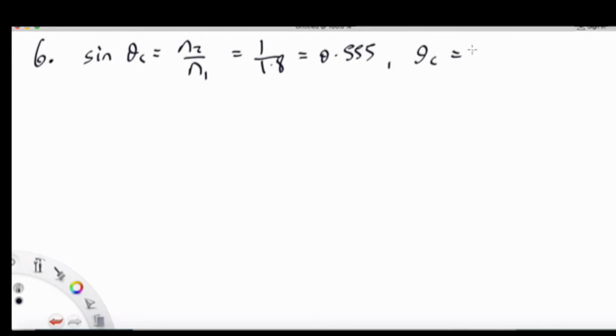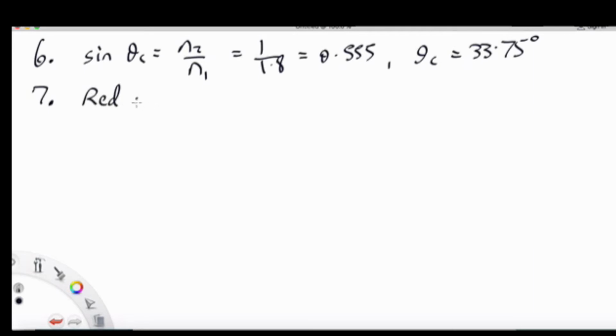Now number 6, sine of the critical angle is N2 over N1, 1 over 1.8, which is 0.555, so the critical angle is 33.75 degrees. And remember, we don't turn it into minutes and seconds because we want everything to be a decimal.